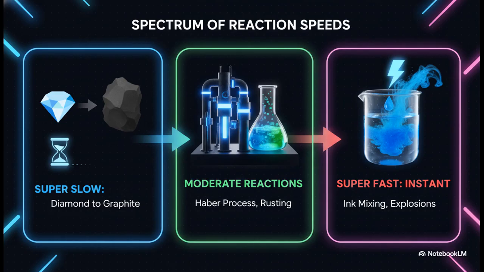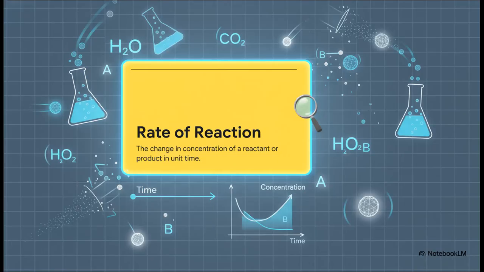On the flip side, what happens if you drop a little bit of ink into a glass of water? It mixes instantly, right? That's a super fast reaction. But listen, in chemistry, our main focus is mostly on the reactions that sit right in the middle of those two extremes. Moderate reactions, like the Haber process for making ammonia, because we can actually measure and control their speeds practically. And to measure that speed, we use a very specific term in chemistry, rate of reaction.